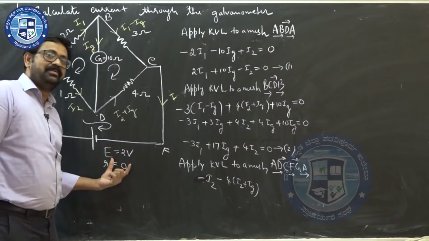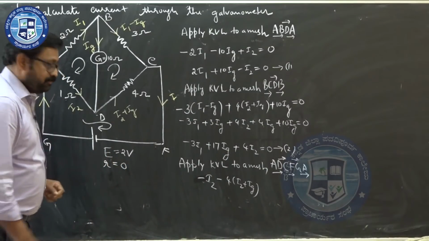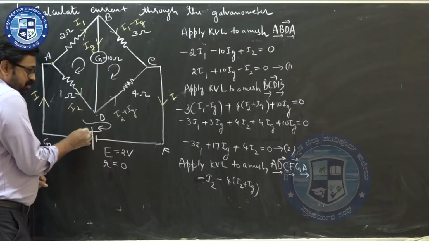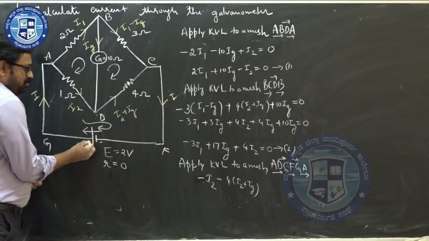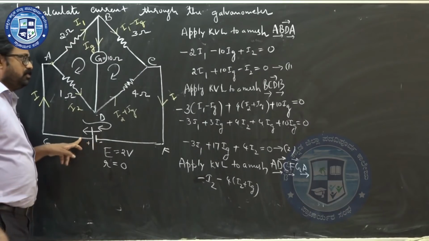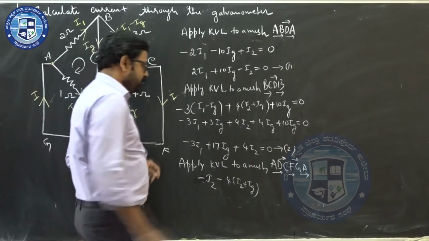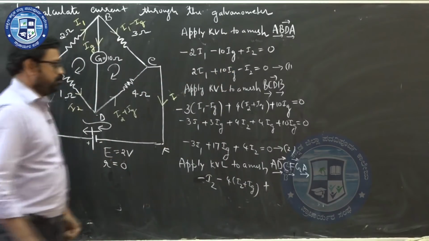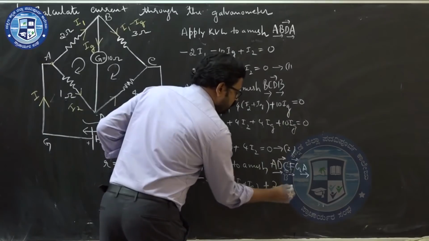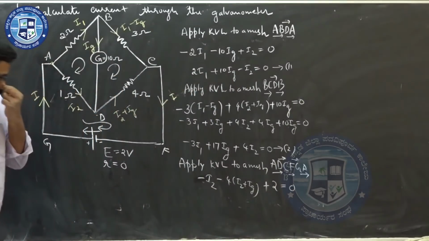Obviously, one cell is there, its EMF is 2 volt. According to the connections, if I go along the direction of traverse, I have to cross the cell in such a way that I move from negative to positive, meaning the potential is increasing. So, that EMF is taken as positive. What is the EMF given? 2. So, it is plus 2 is equal to 0. I hope you understood this.